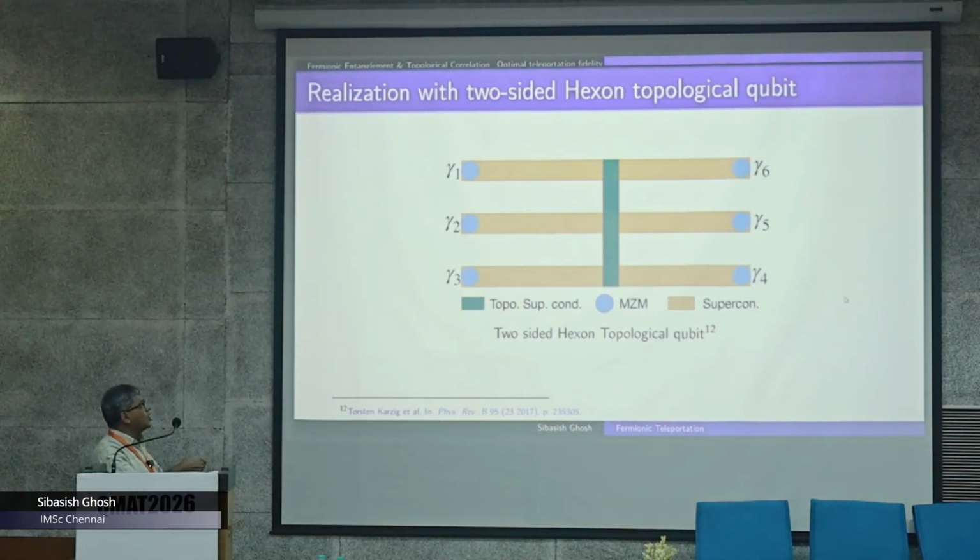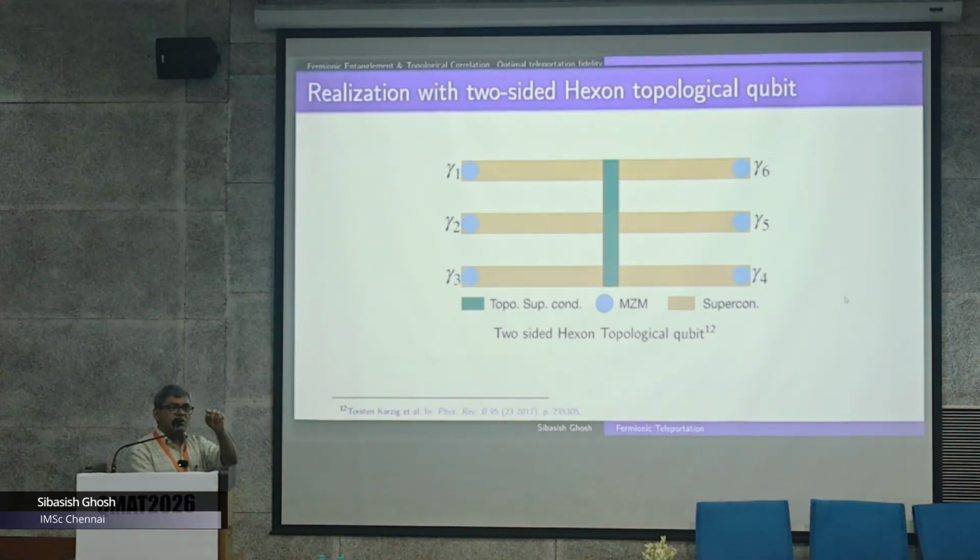This is called the hexon topological qubit architecture. So this is one Kitaev chain, this is another one, this is another one. So you have in the end these Majorana zero modes. So this is for a single qubit. Okay, so let me tell you why this is four.